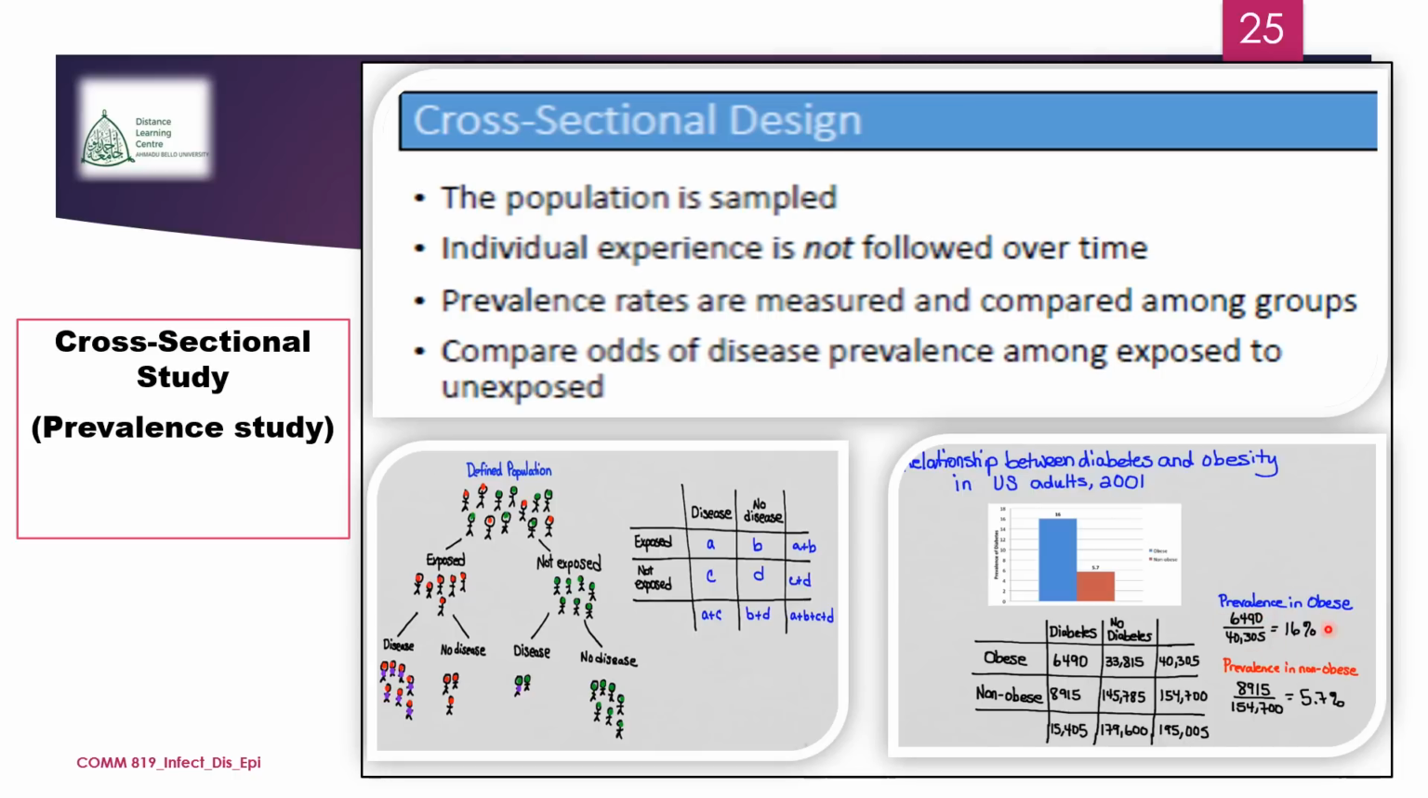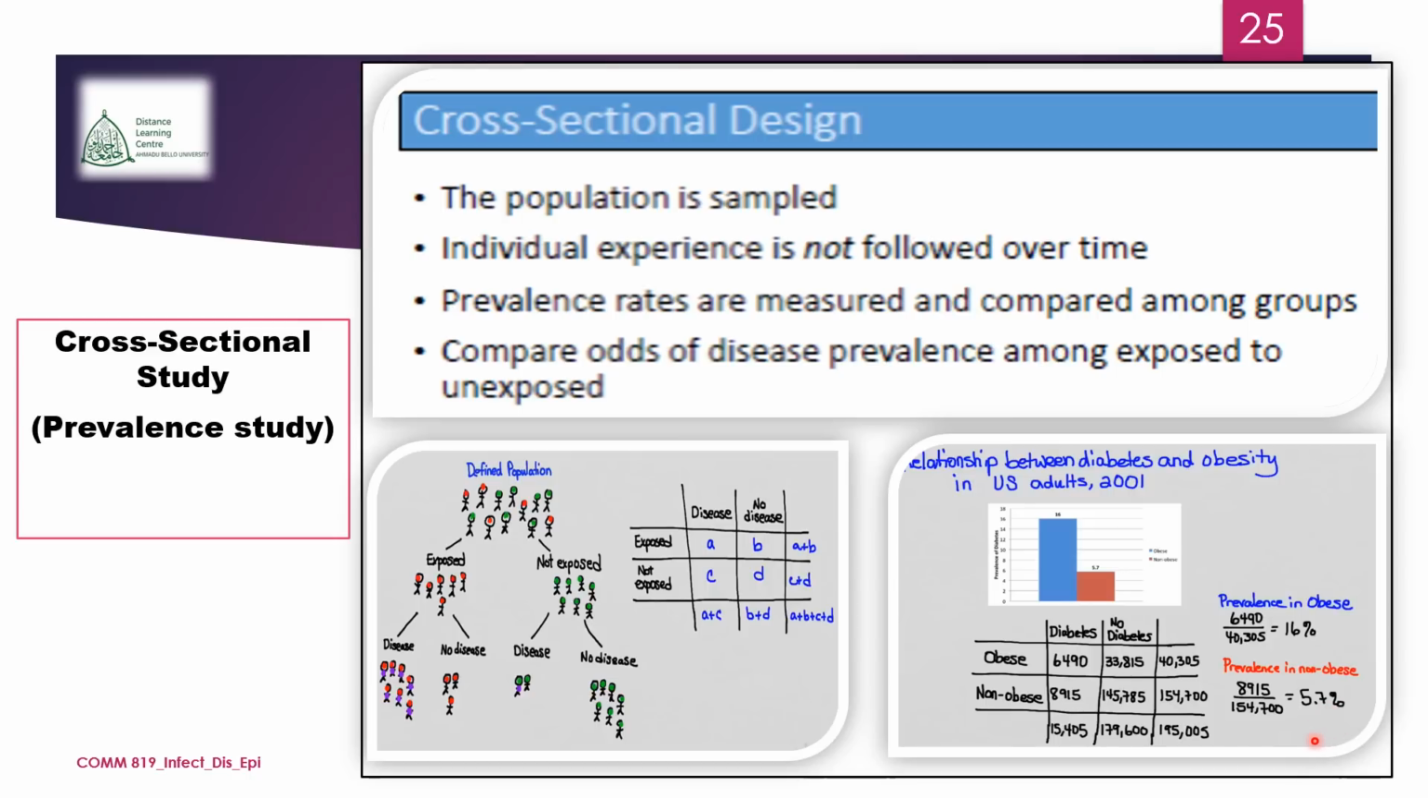So now you can comfortably or objectively say that obesity is highly associated with diabetes. But to actually come up with that association, you have to do what we call the prevalence odds ratio. The prevalence odds ratio will give you the degree of association. So simply it is the prevalence in obese divided by the prevalence in non-obese. So it will be 16 divided by 5.7, and it will almost be 3.